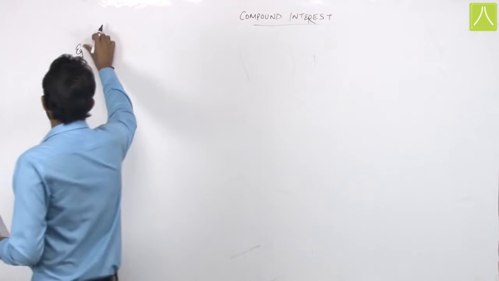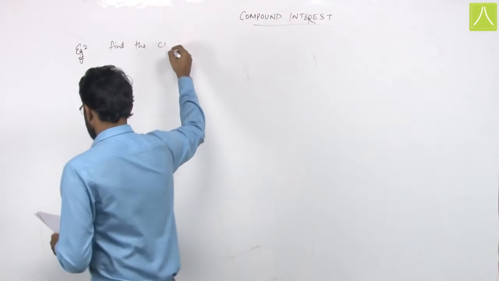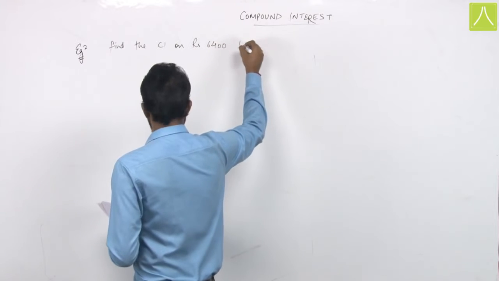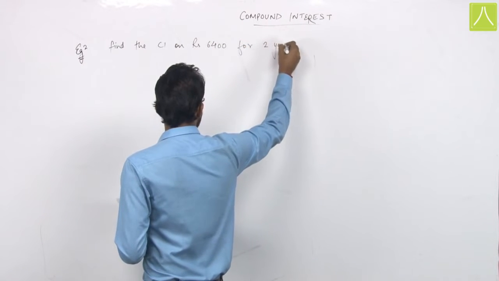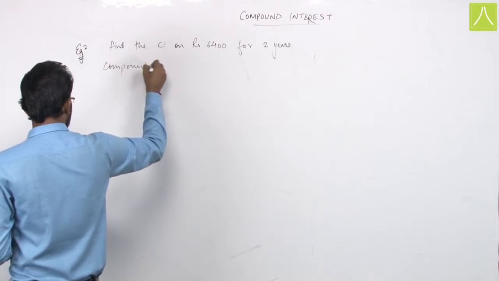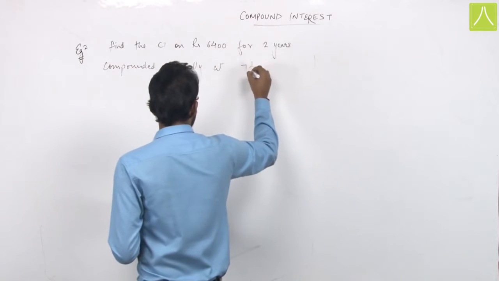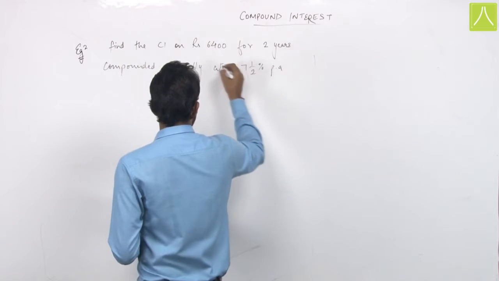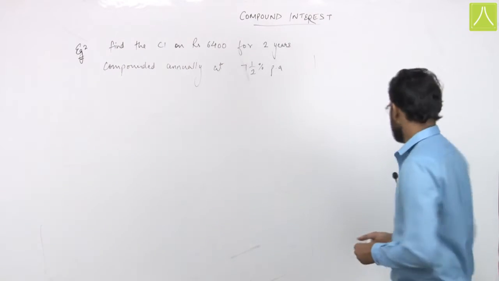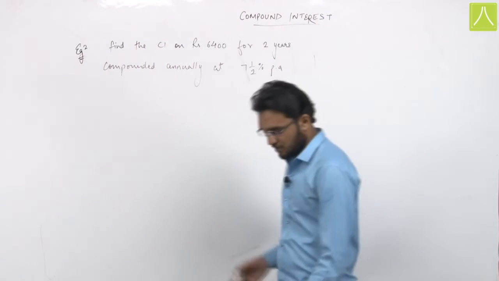Let us say we have to find the compound interest on rupees 6400 for 2 years, compounded annually at 7.5% per annum. In this question we have to calculate the compound interest, in which we have been given the principal amount as rupees 6400, the rate of interest as 7.5% and the time as 2 years.